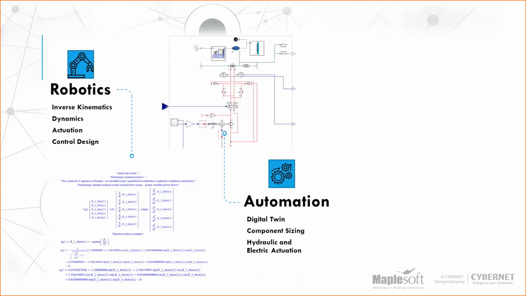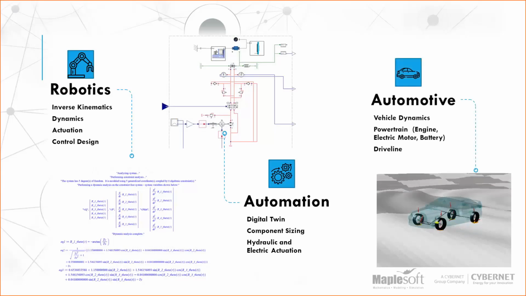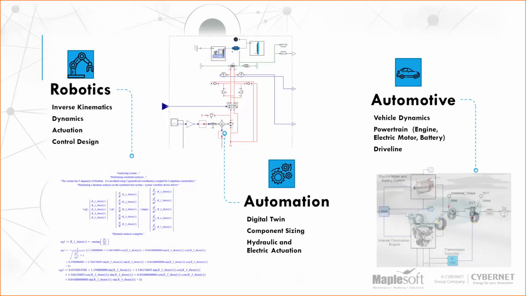molding machine. And finally, in automotive, we can use Maplesim to do vehicle dynamics and to analyze the powertrain of your vehicle. It can include an internal combustion engine, an electric motor, and a battery pack, and we will see an example of this later down the road. You can also model the driveline of your vehicle. In this case, this screenshot is for the model that we're going to examine.